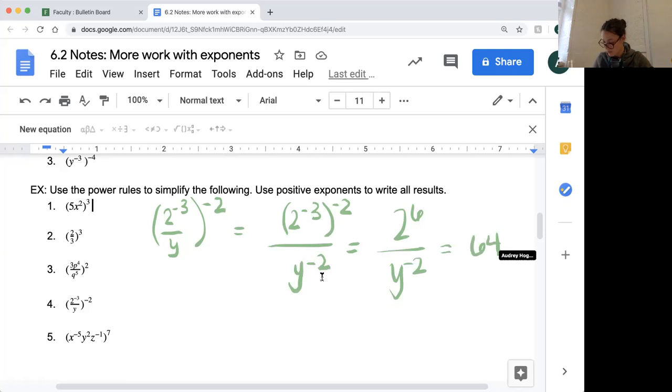And then again, I want to rewrite with positive exponents. So I'm going to bring my y up to the numerator, and I'm going to get 64y squared. Final answer there.